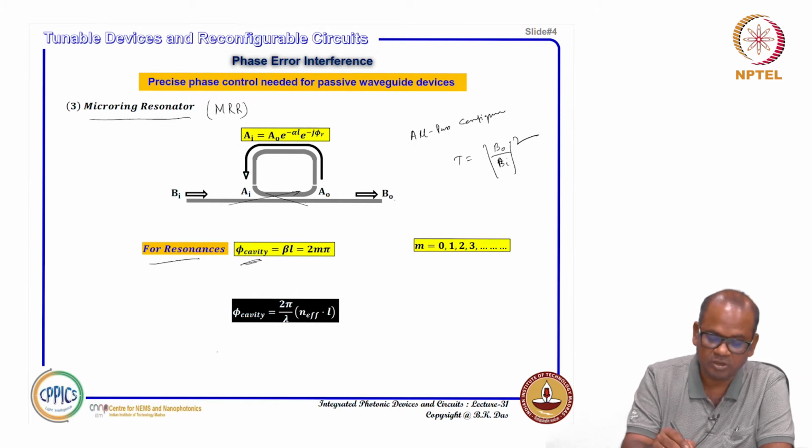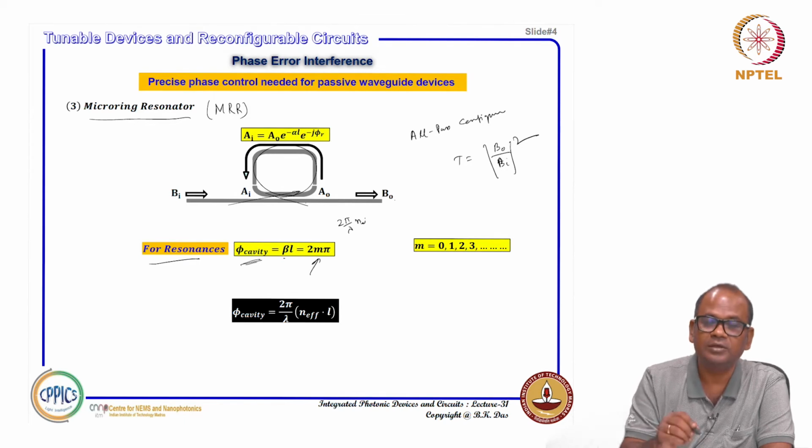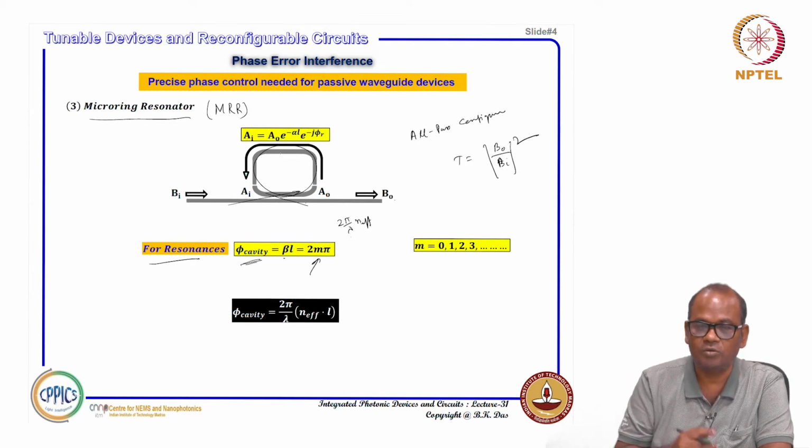Because of this round trip travel, beta L, where beta is the propagation constant of the waveguide, must satisfy 2 pi times an integer. Then that beta value gives you the corresponding lambda, with beta equal to 2 pi by lambda n effective. That lambda is resonant in the ring and can be stored. The field will be enhanced and that particular lambda will be missing in the output.